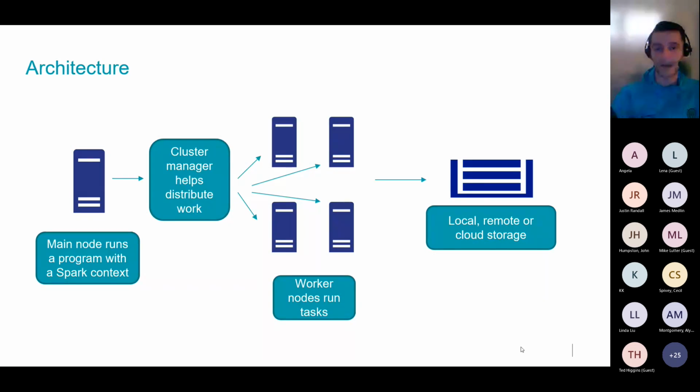The Spark architecture, just really quick. So we have a main node that runs a program. It's called the Spark context. And then this Spark context will communicate with a cluster manager package that then distributes work to different worker nodes. And the worker nodes run tasks. And the tasks are the actual parts that crunch numbers, right? They go out and they either look for local, remote, or cloud storage. They do some computations, and then they pass it right back into the main node. Sometimes it's called the driver node as well.